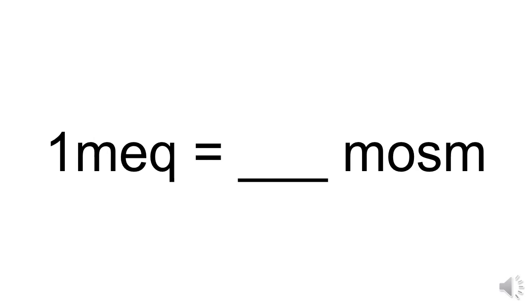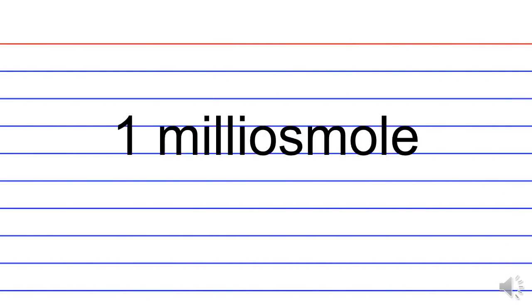Fill in the blanks. 1 microequivalent equals blank milliosmoles. MOSM stands for milliosmoles. So 1 microequivalent equals blank milliosmoles. 1 microequivalent equals 1 milliosmole. And the prefix milli is 1/1000th.